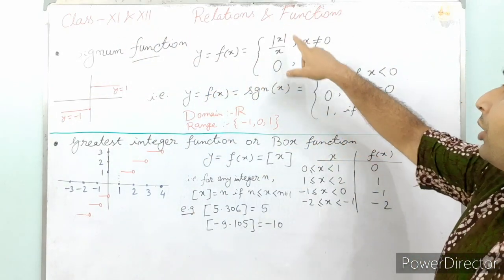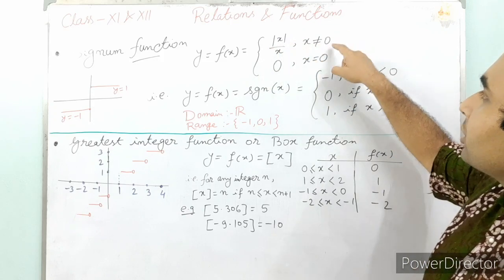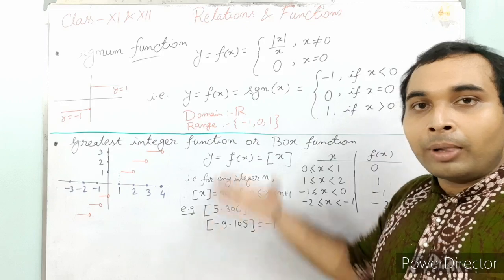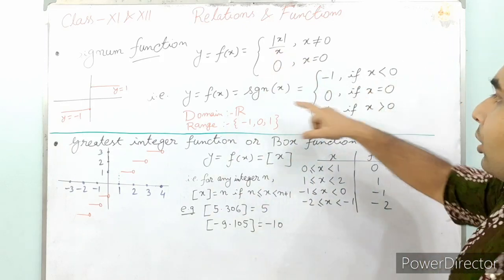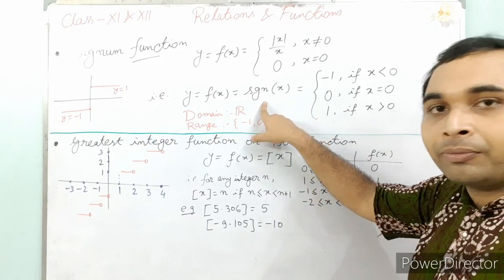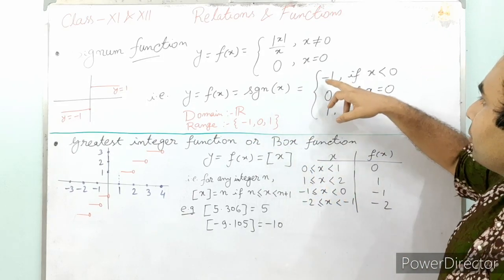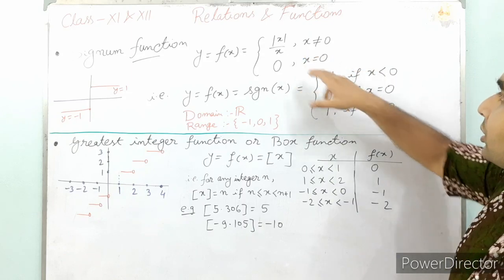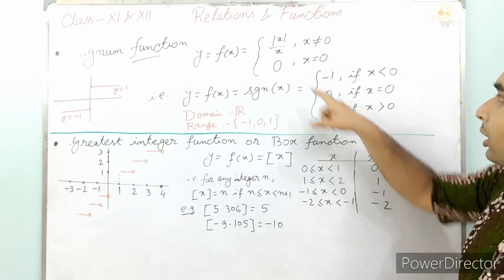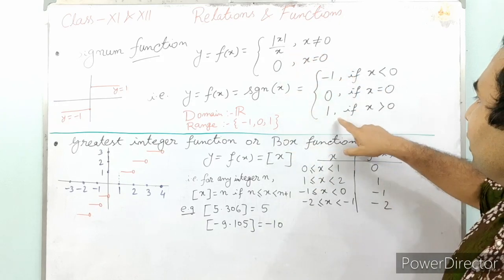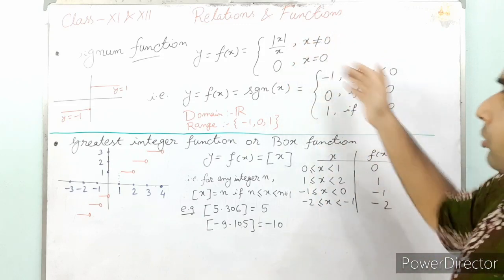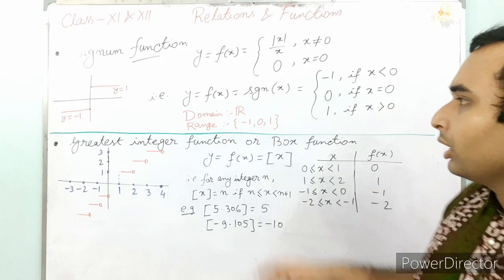The definition of the signum function is this one: mod x by x when x is not equal to 0. If x equals 0, then it is 0. This is the notation sgn x, the notation of the signum function. If x is less than 0, then it will be -1. If x equals 0, then it will be 0, and if x is greater than 0, then it will be 1. From here you can verify those results, very easy.